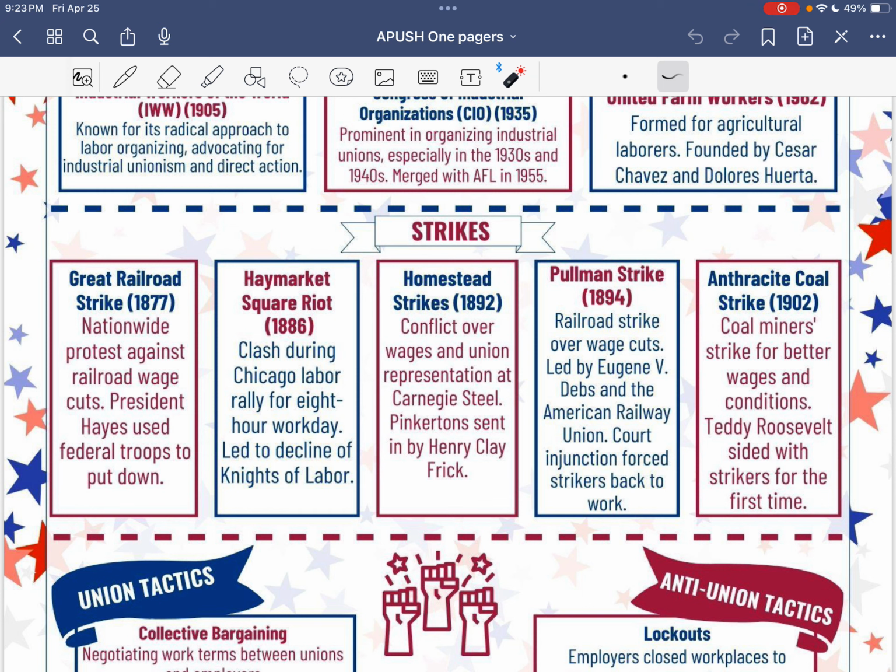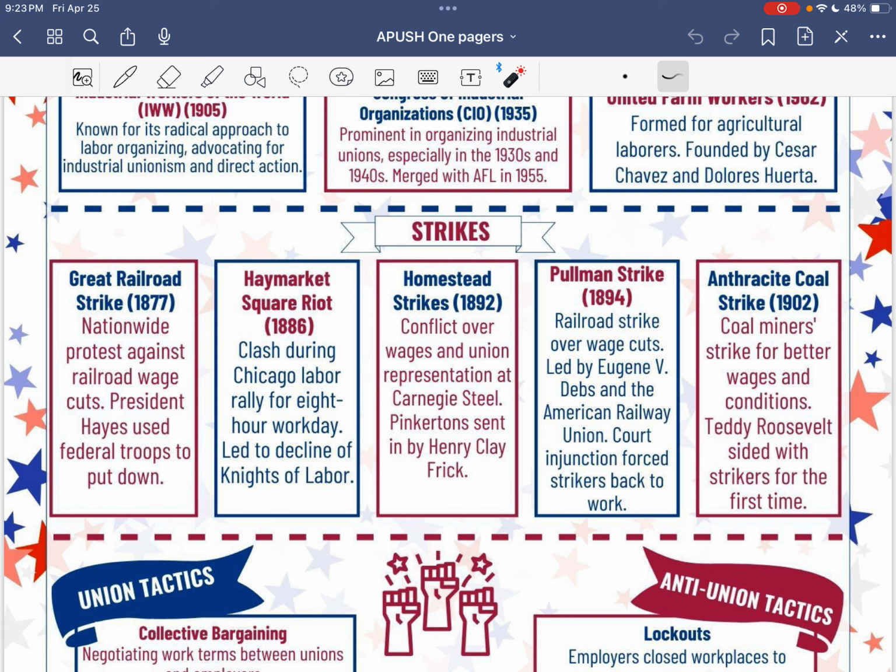Homestead Strike, 1892. This is against Carnegie Steel. The Carnegie Steel Company in Homestead, Pennsylvania, was seen as this monopoly in the steel industry. They cut workers' wages, and many people lived in Homestead Steel housing. It's called a company town. They cut wages and raised rent at the same time.